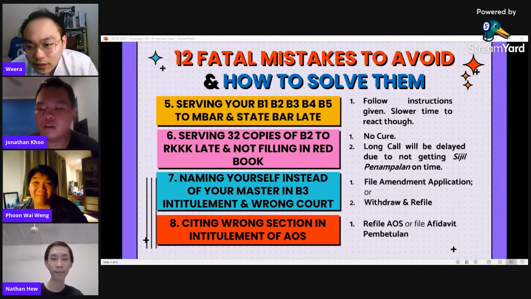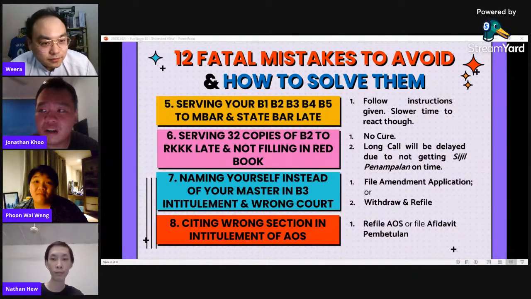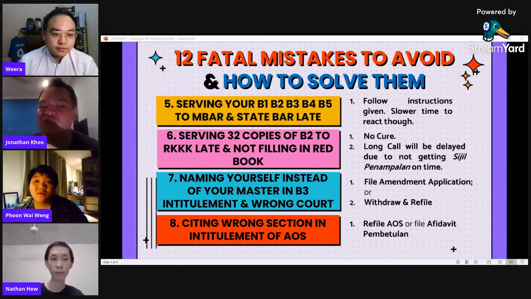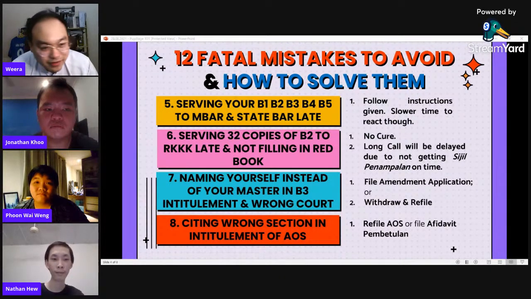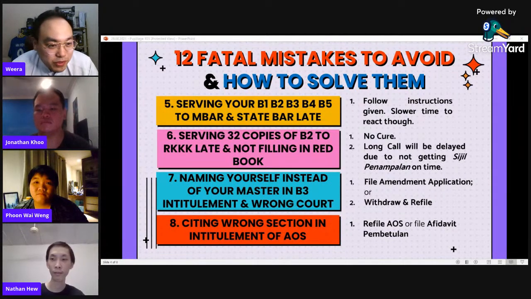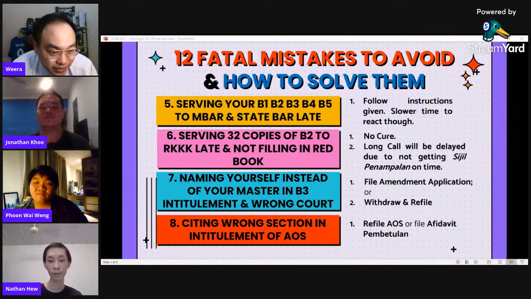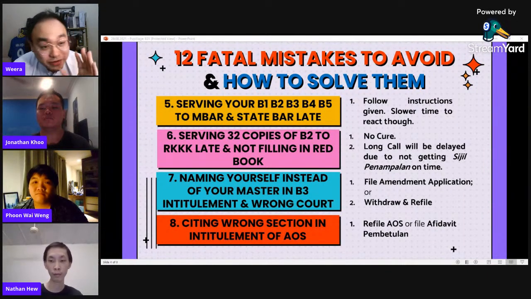Another question would be, what is the estimated cost to file these 2 Borang? If I'm not wrong, the first is 3 documents: Borang 1, Borang 2, and your affidavit, which will be 192. Is that correct, Weera? Yes, you are totally right, Jonathan. In fact, we will be demoing later in a video on how to go about the process, so don't worry about that. But you are right: 160 ringgit for Borang 1, 16 ringgit for the affidavit, 16 ringgit for Borang 2, which brings you a total of 192 ringgit.